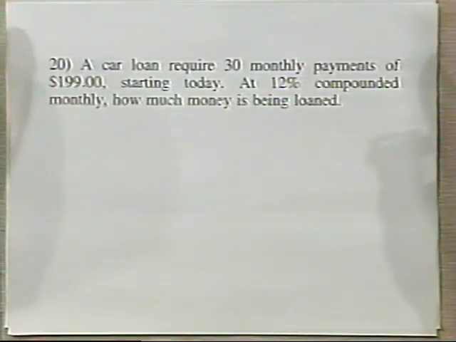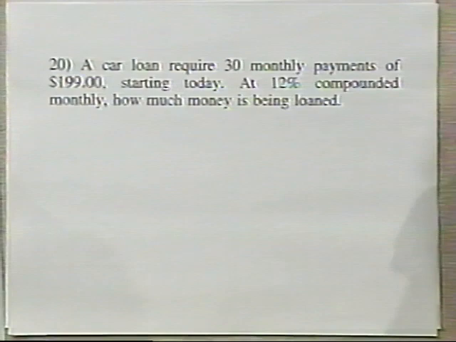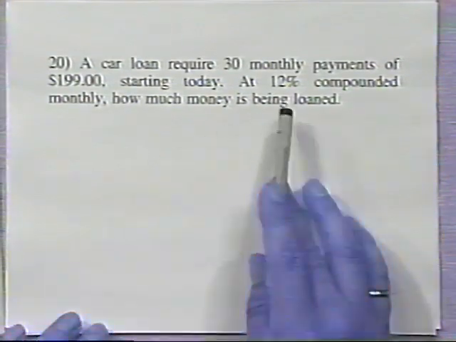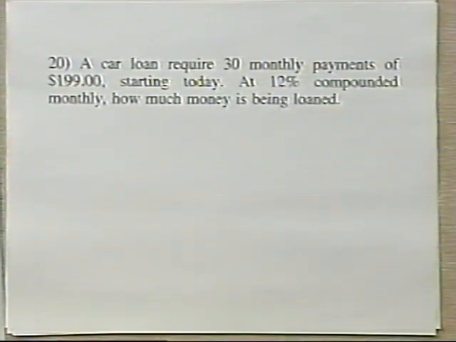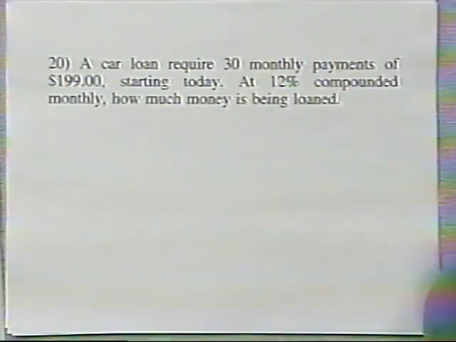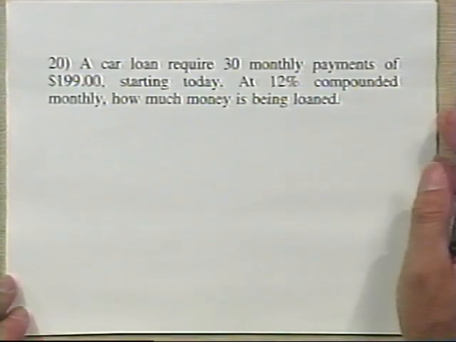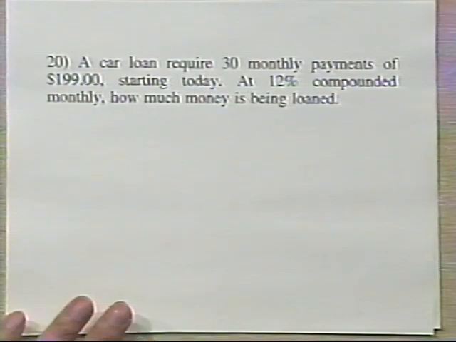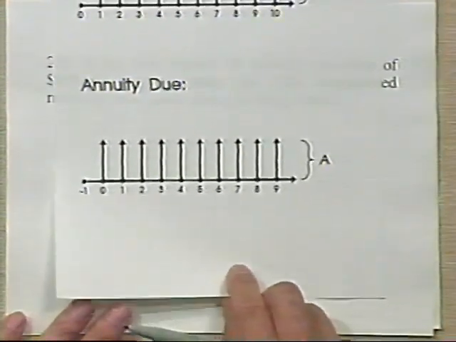A car loan requires 30 monthly payments of $199, starting today, at 12% compounded monthly. How much money is being loaned? So we're looking for a present worth, the money being loaned. We're given an annuity, $199. And we have a number of periods and an interest rate. So it's simply a present worth problem, a series present worth problem. The only difference is that the payments start today. So we've got an annuity due kind of situation.